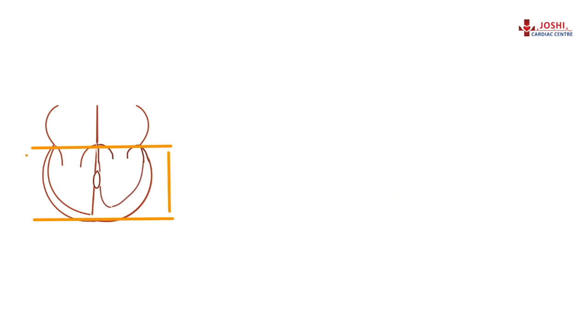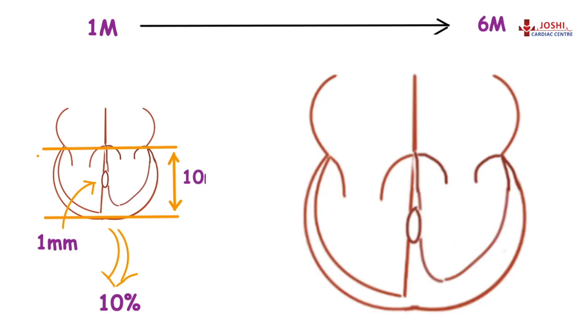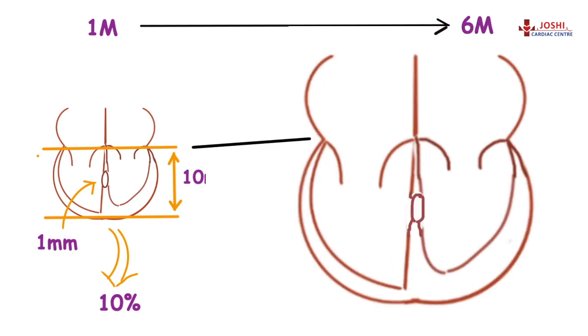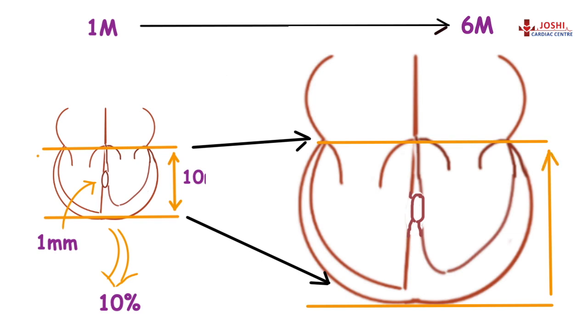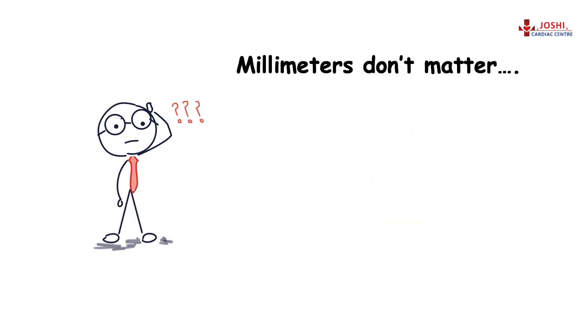Let us understand this by an example. Suppose I see a baby at 1 month of age and I give the size of VSD as 1 millimeter. If the size of the septum is 10 millimeter, then VSD will be approximately 10% of the size of the septum. Now I follow up this child again at 6 months of age. The size of VSD is 2 millimeter. Here, if we go by millimeters, VSD has doubled in size. However, during these 6 months, the septum has grown from 10 millimeter to 30 millimeter. So here, the size of the VSD has actually become less than 10%. That is, the size of the VSD has reduced in spite of millimeters being doubled.